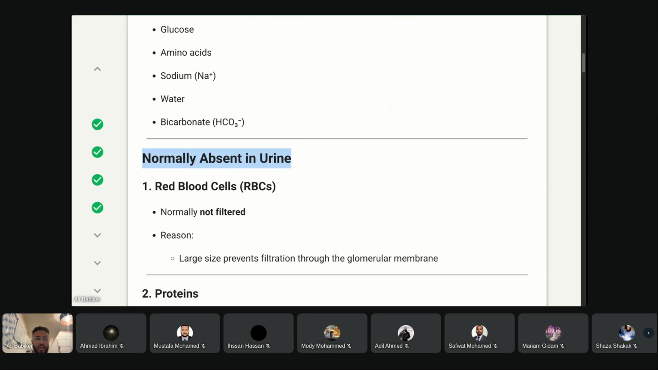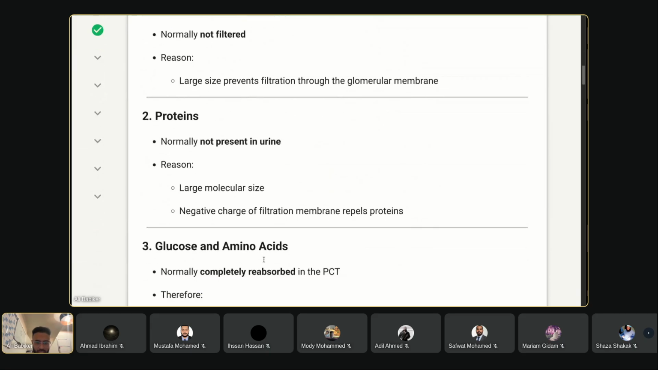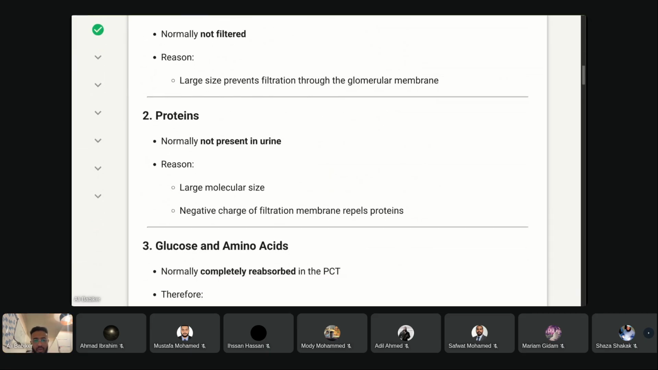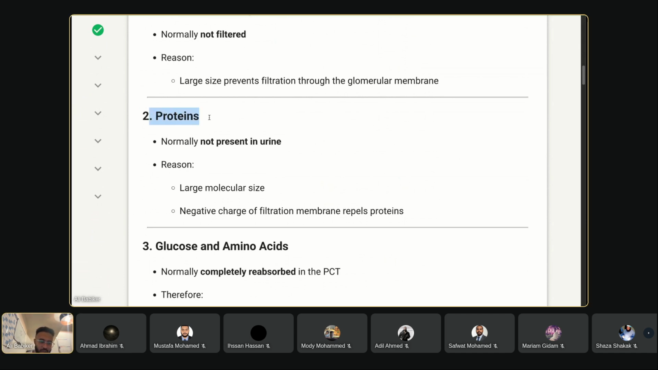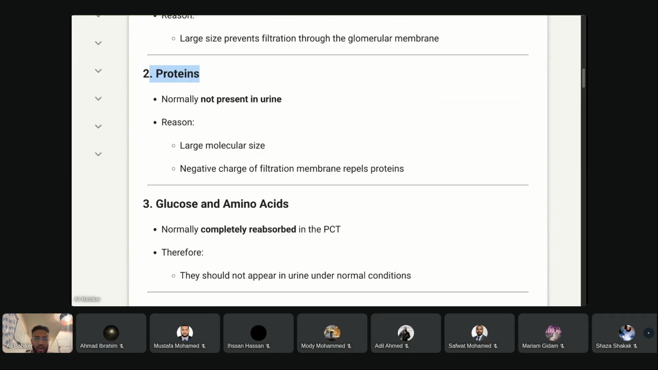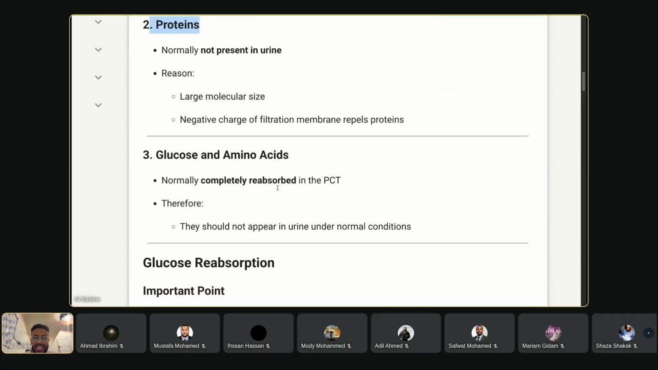Okay. Red blood cells are not filtered, because they are large in size. Proteins are also not filtered because they are large in size and also negatively charged. So when you have proteins which are negative and endothelial cells which are negative, negative with negative, they separate.